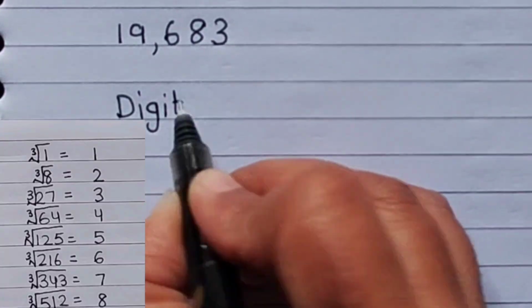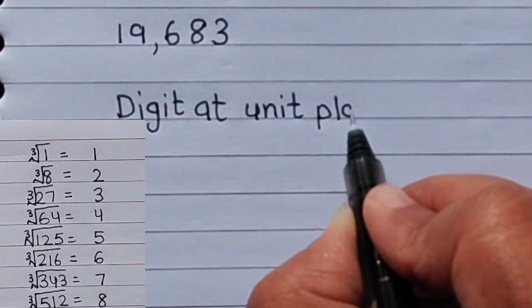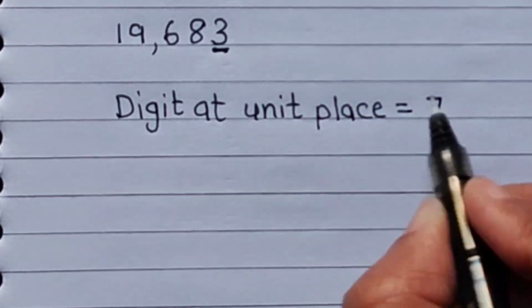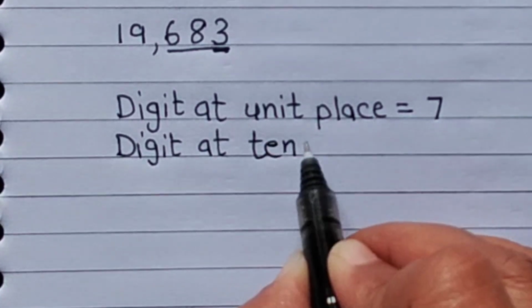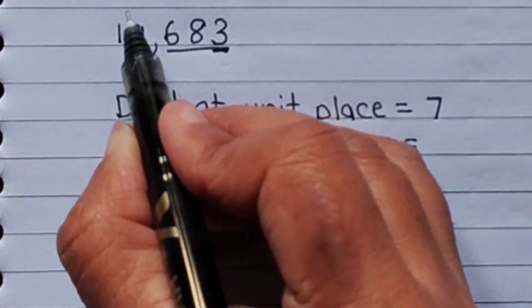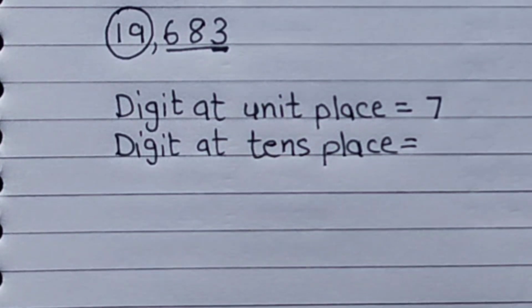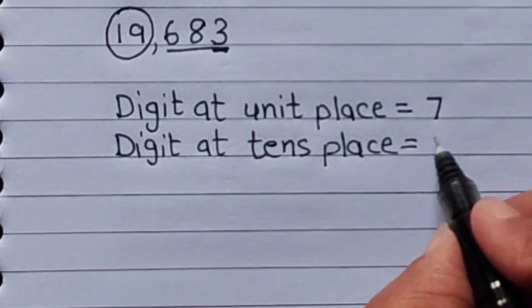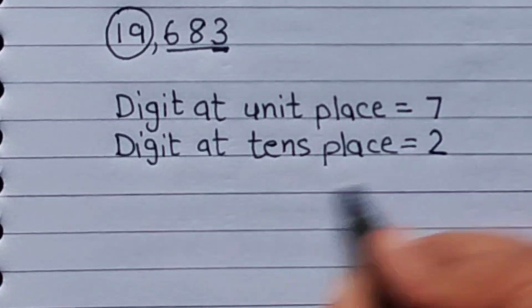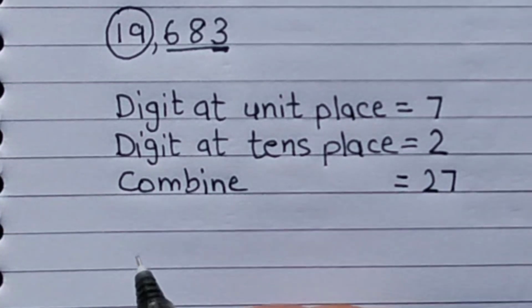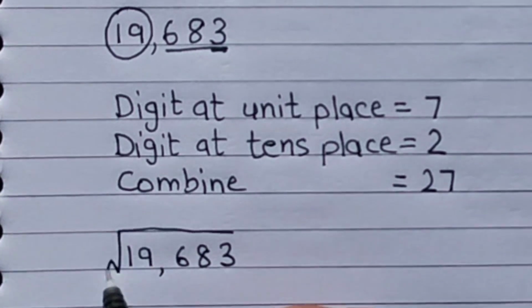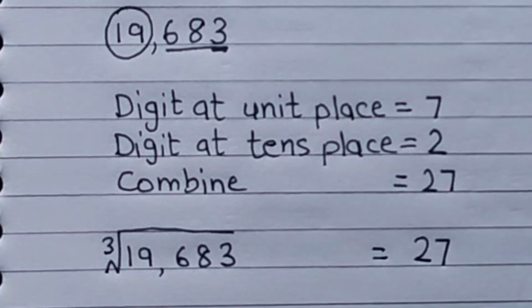Next example is cube root of 19,683. Here last digit is 3. That means the digit at unit place in the cube root is 7. Now to find the digit at tens place, ignore the last 3 digits. Remaining digits are 1, 9 means 19. So nearest cube: 2 cube is 8, 3 cube is 27, which is more than 19. So we will take 2 cube. That means the digit at tens place is 2. Now combine both the digits. So cube root of 19,683 is 27.